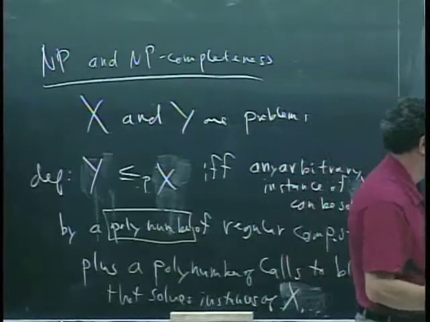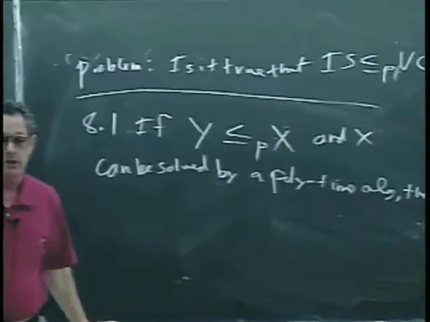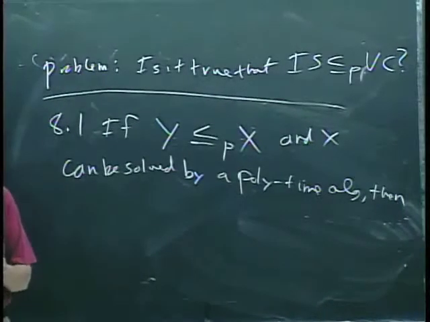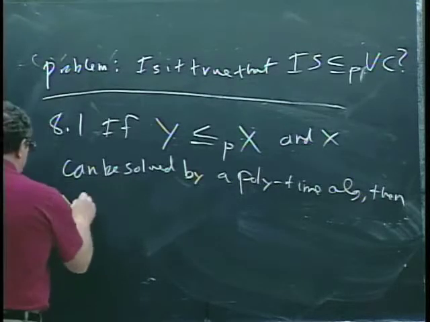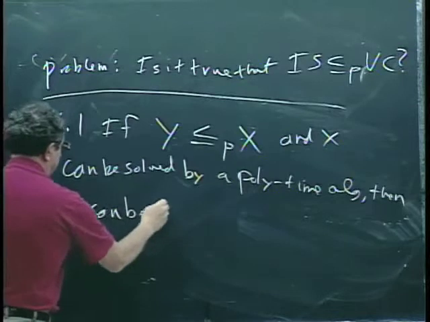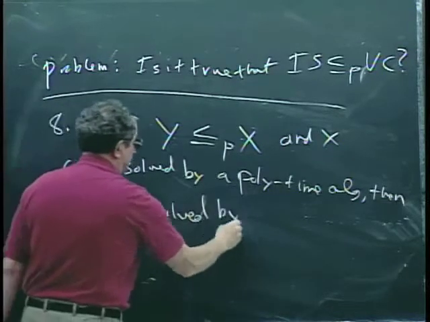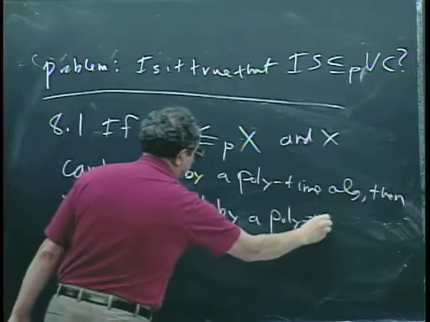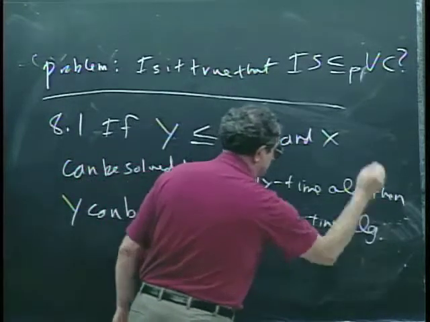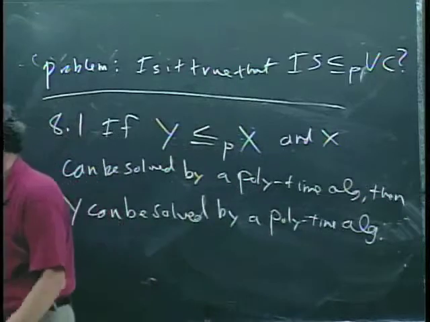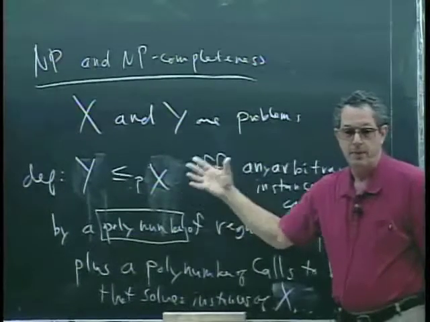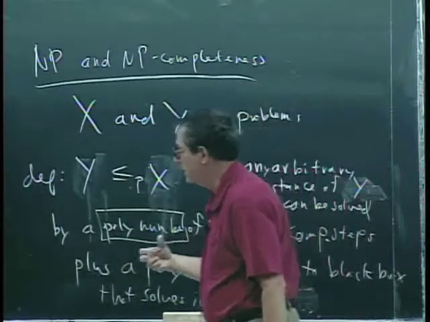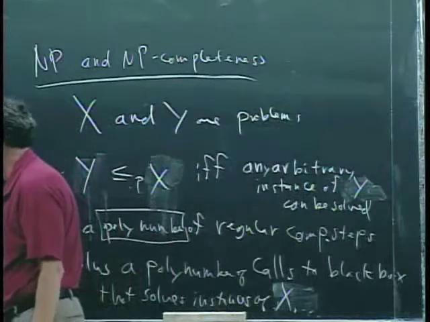Okay? Then what can we conclude about our ability to solve y? Yeah, then y can also be solved by a polytime algorithm. Okay? Well, just think of this definition here. The work that you're doing to do the reduction, both before you call the black box and after you've called it, is polynomial time.